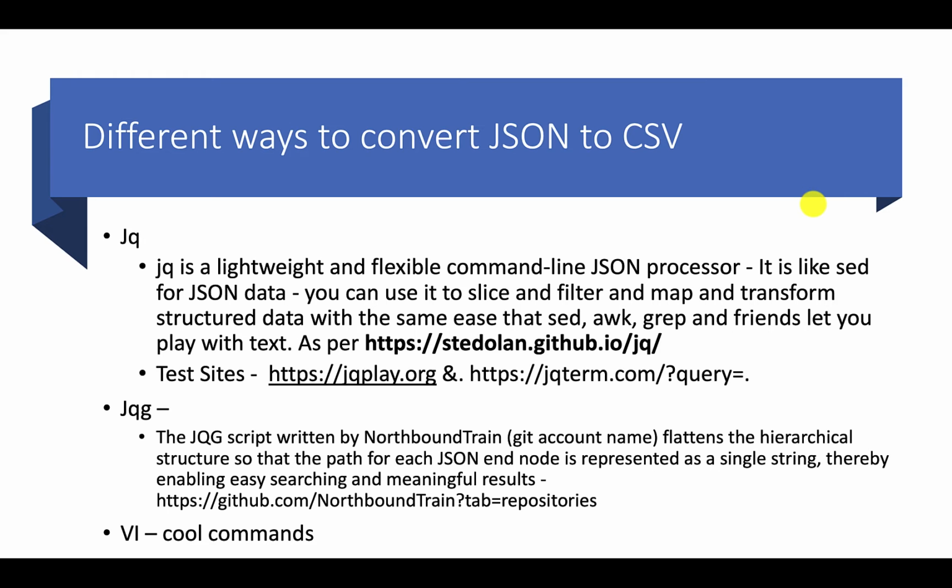JQG is another tool. It's actually a script written by Northbound Train. I found this a couple of weeks back. What it does is take the JSON and flatten it out into key value pairs. No matter how deep the hierarchy of the incoming JSON is, it will flatten it out, and the key represents the entire path of that hierarchy, so you can read it and make sense of that flattened structure of the JSON. And you can do some cool analysis on that data.